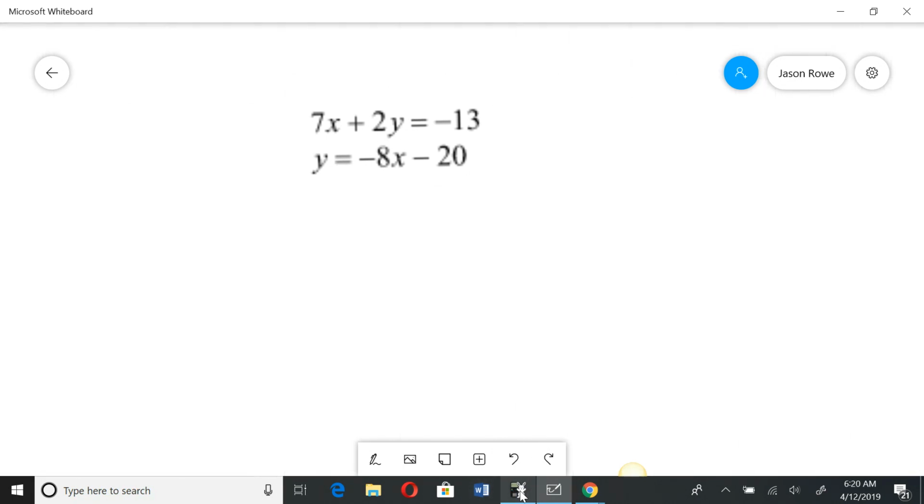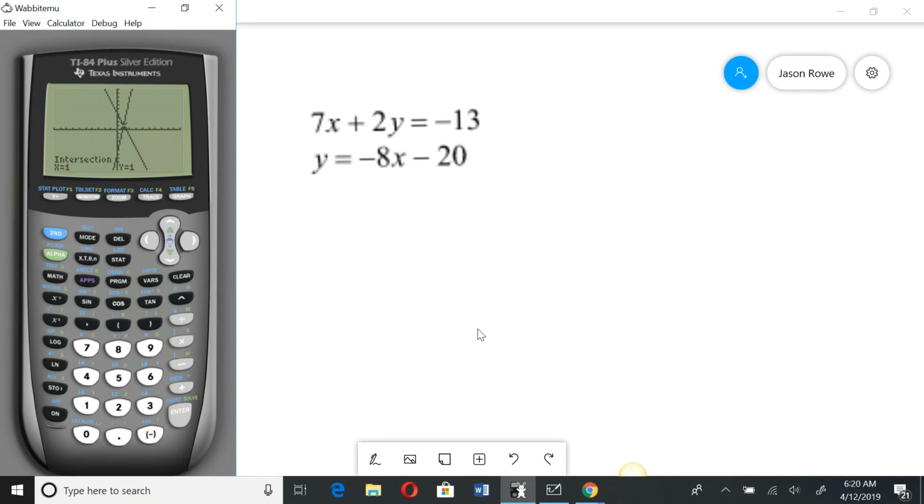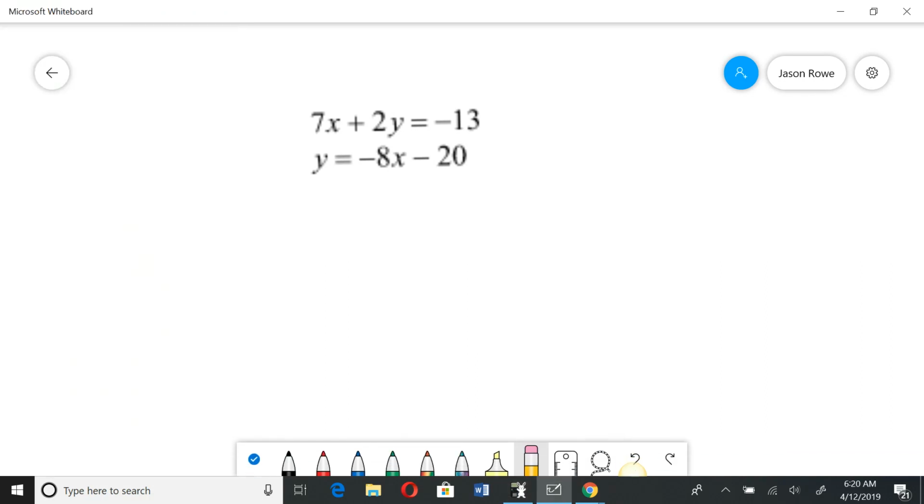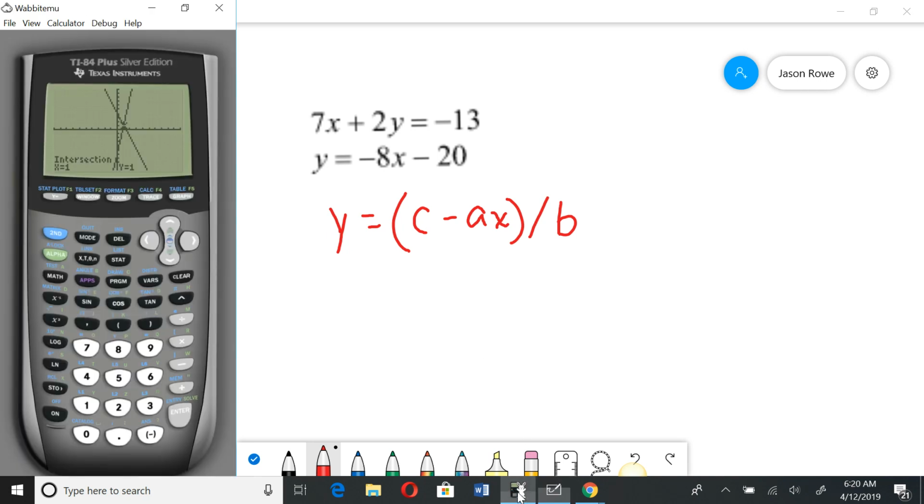Well, at this point, we know a little translation formula. Let me write that down for you again. You might want to write this down and practice with it. It's parenthesis C minus AX divided by B. So use that translation formula anytime you have an equation in standard form. So y equals, clear these out. Now, first equation is in standard form, so I'm going to use this translation formula right here.